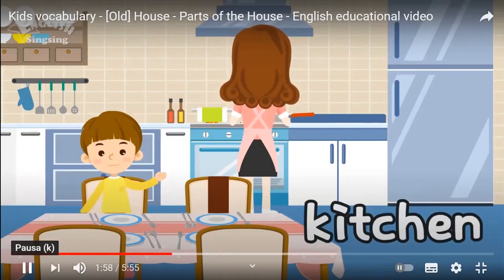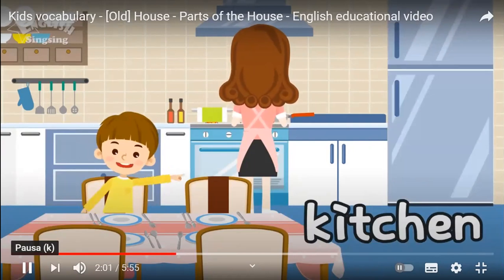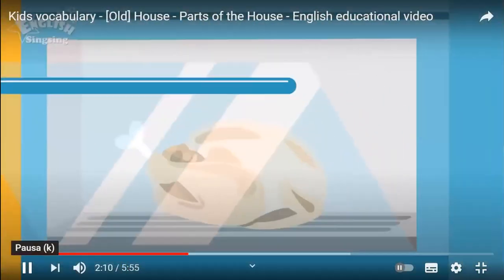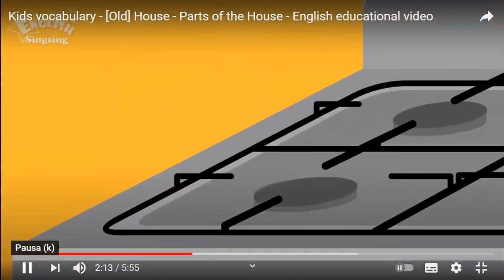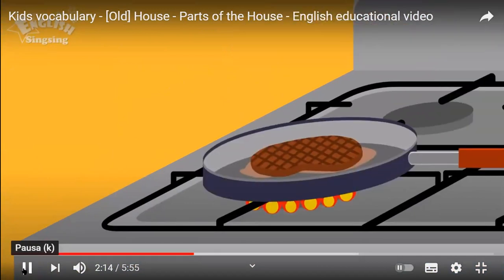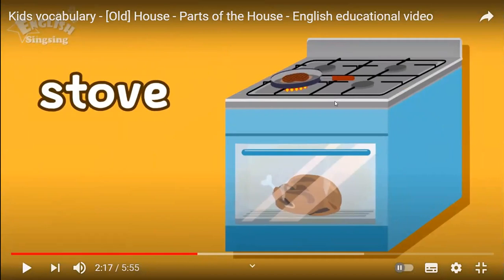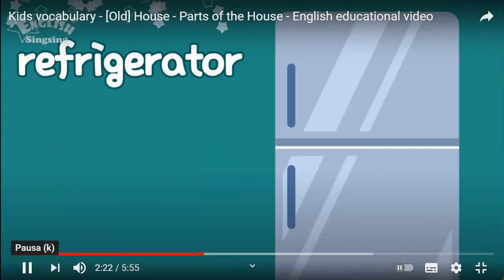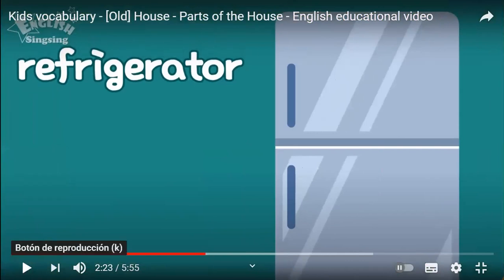Kitchen. There are a stove, a refrigerator, and a table. There are dishes, spoons, forks, and knives on the table. Stove. Okay, stove. Okay, a esto que le decimos cocina en español es la estufa. Stove. Okay. Refrigerator. Okay. Refrigerator. Yes, very good.